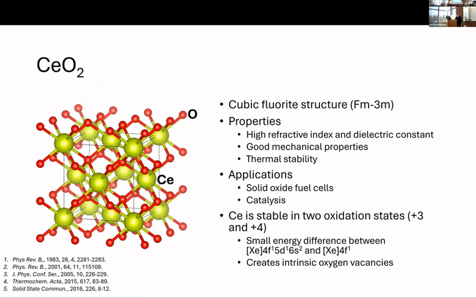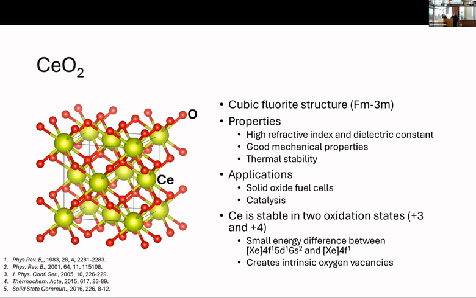So if we consider just pure ceria, here there's a schematic of the cubic fluorite structure, and in yellow we have cerium, and in red we have oxygen. Some of the properties that make ceria attractive are the fact that it has a high refractive index and dielectric constant, has good mechanical properties and relatively good thermal stability. And it is used a lot in the field of catalysis and solid oxide fuel cells.